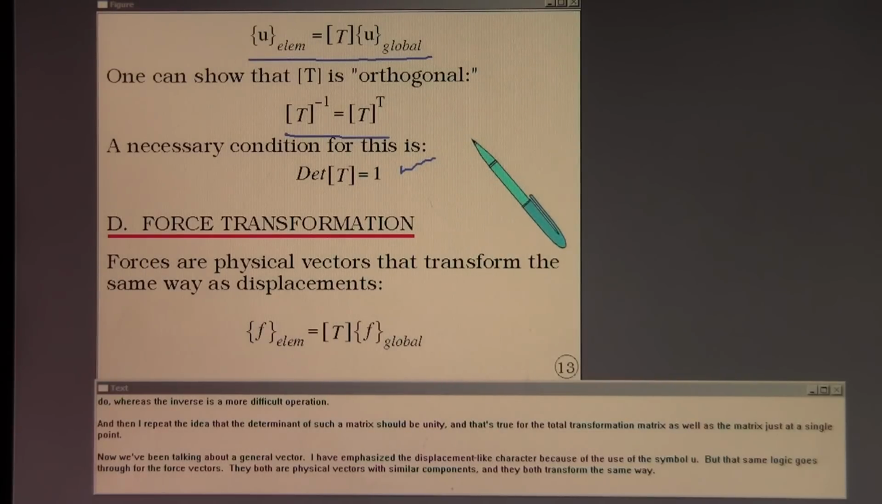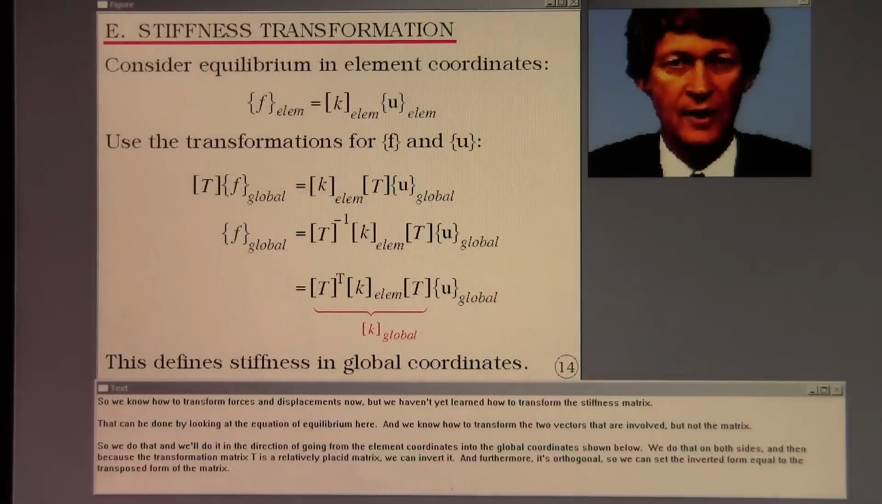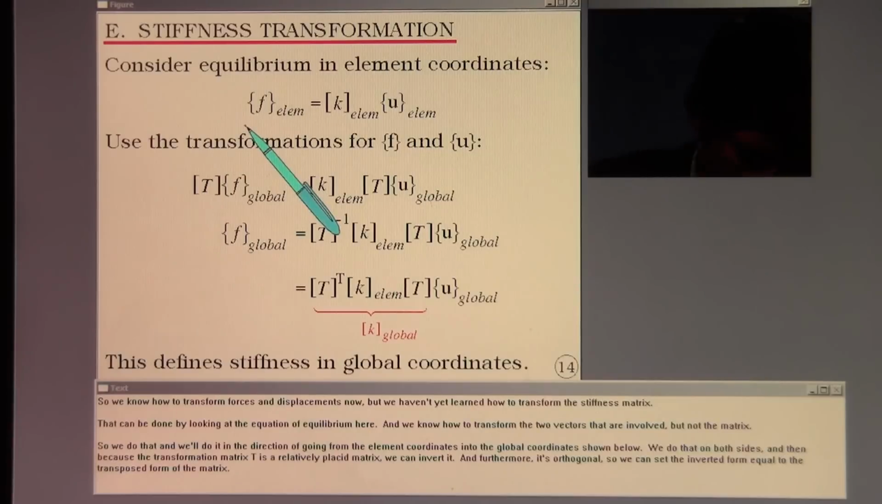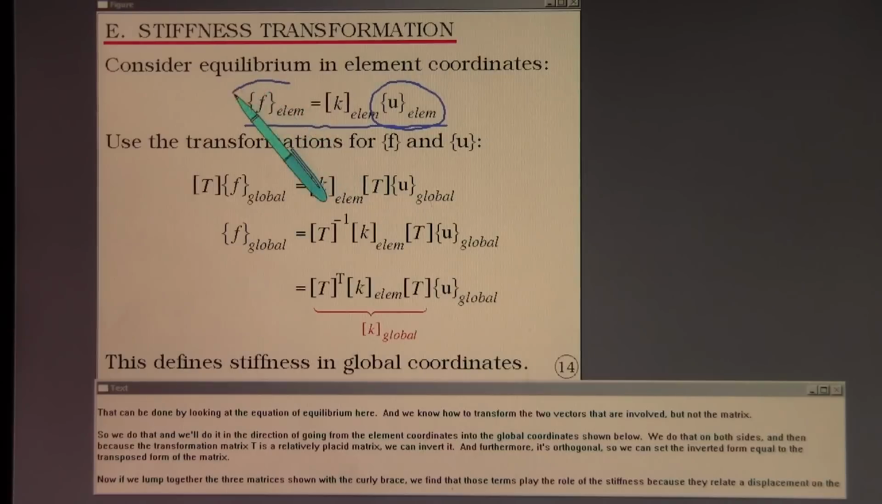Now, we've been talking about a general vector. I have emphasized the displacement-like character because of the use of the symbol U, but that same logic goes through for the force vectors. They both are physical vectors with similar components, and they both transform the same way. So we know how to transform forces and displacements now, but we haven't yet learned how to transform the stiffness matrix. That can be done by looking at the equation of equilibrium here, and we know how to transform the two vectors that are involved, but not the matrix.